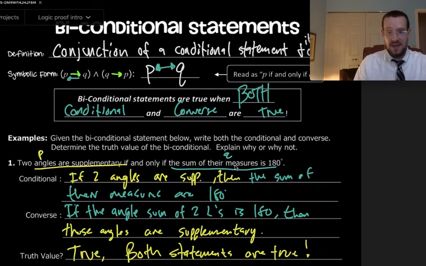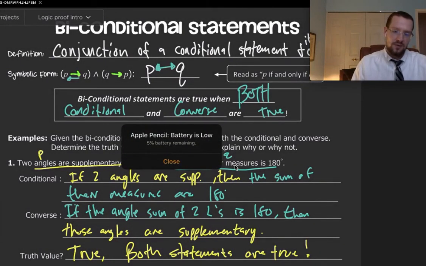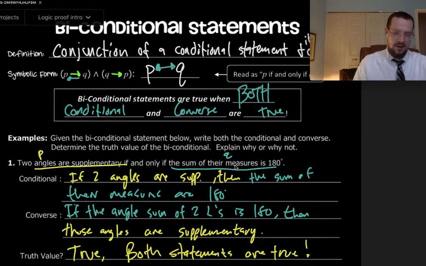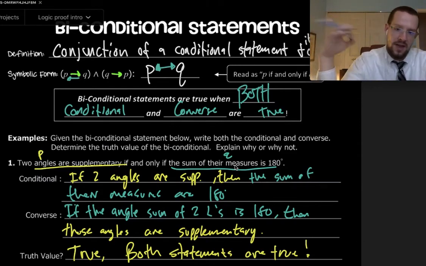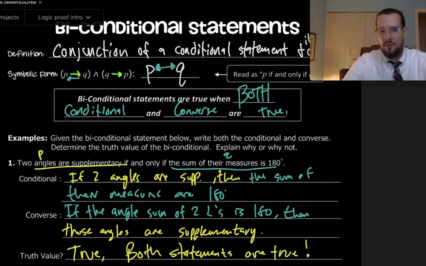So that's our last statement. Again, we had conditional, inverse, converse, contrapositive, and now biconditional. So we have 5, the big 5, the whole hand, and this is the last bit of information that will be on our quiz.